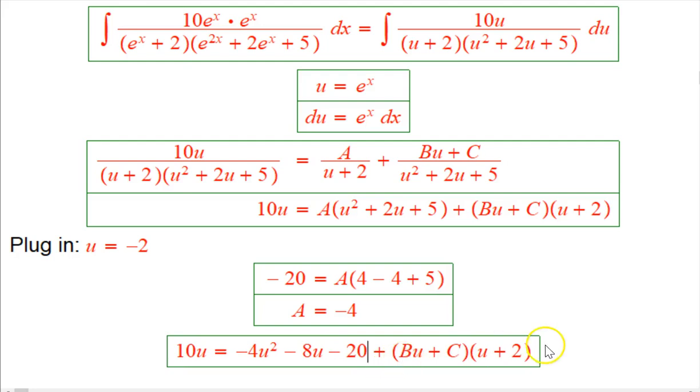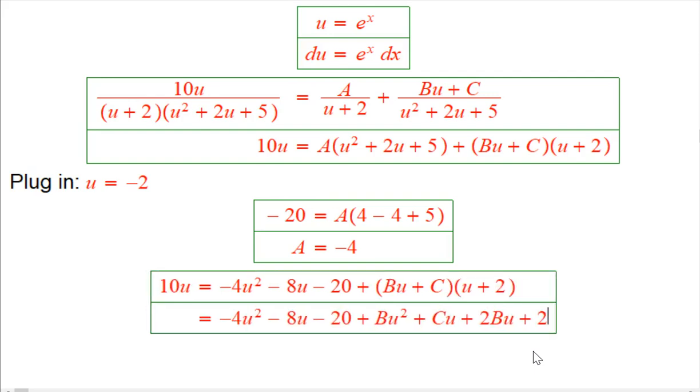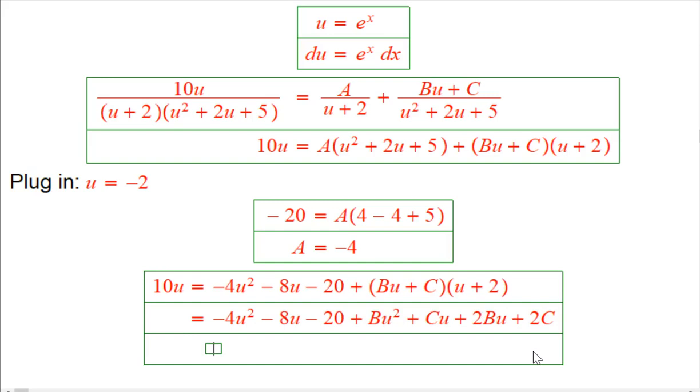And then we won't do it in place. Let's just copy this. And then that's going to be bu squared plus cu plus 2bu plus 2c. And let me just rewrite the 10u. And now let's collect. Okay, and then the linear terms are 2bu minus 8, that's right, 2b minus 8 all times u.